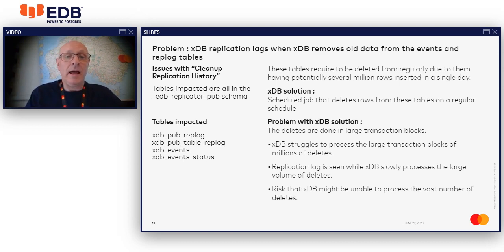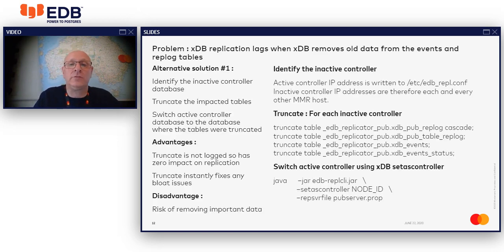Within xDB, it actually tidies up the rep log and events tables. There are 4 of them that it tidies up, and if it didn't do that, they would just grow and grow and grow. The problem is that it tends to try and do those in one large transaction block. So xDB can struggle to process large transaction blocks of millions of deletes, and there'll be replication lag while xDB is slowly processing the large volume of deletes. There is a risk, although I've never seen this happen, that it might be unable to process the vast number of deletes.